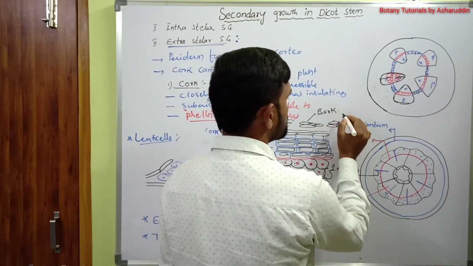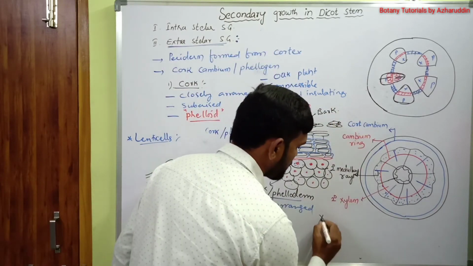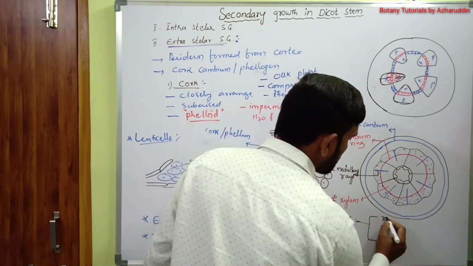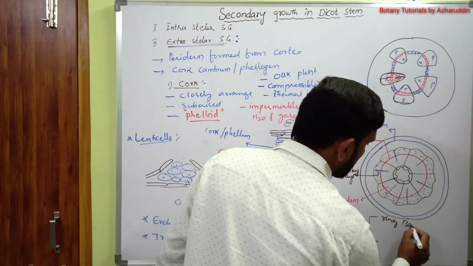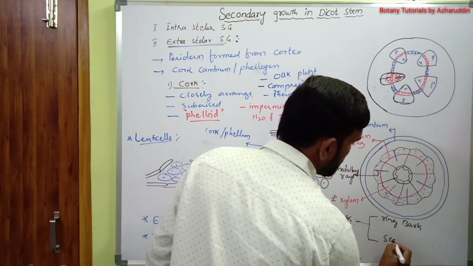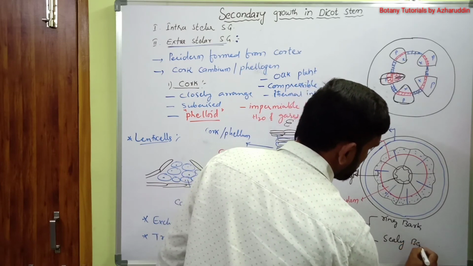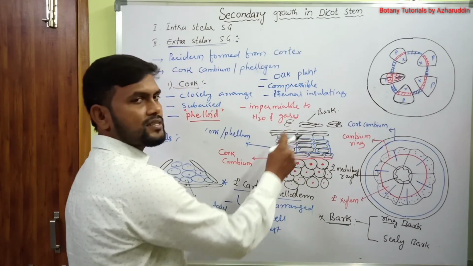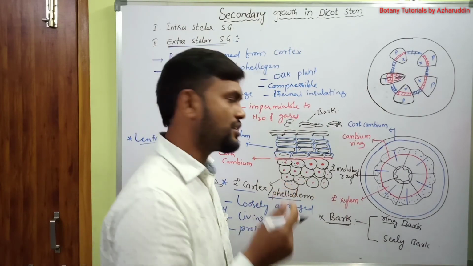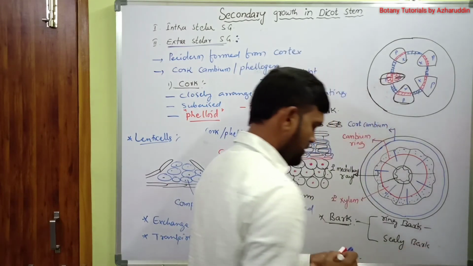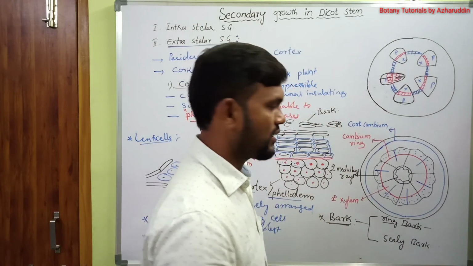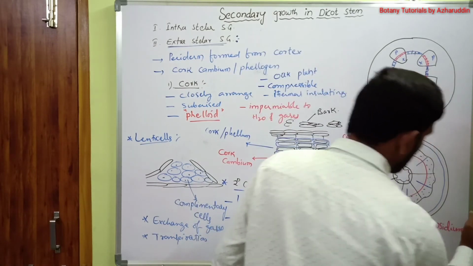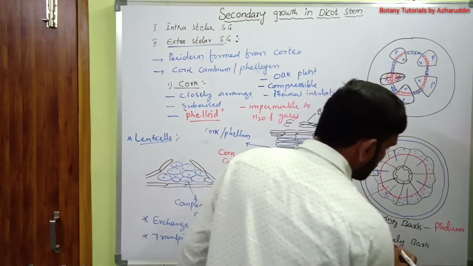This bark is also of two types. I am writing here the bark. The first type is ring bark, and the second type is scaly bark. Ring bark means the outer cells are peeled off as thin strips. That is called ring bark. Example, Cinnamomum.